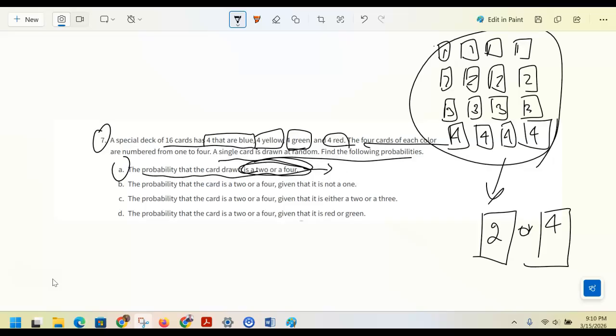So which are the cards? These are 2 cards. How many are there? 4. And there are 4 cards with number 4. So 8. So this answer becomes 8 out of 16.